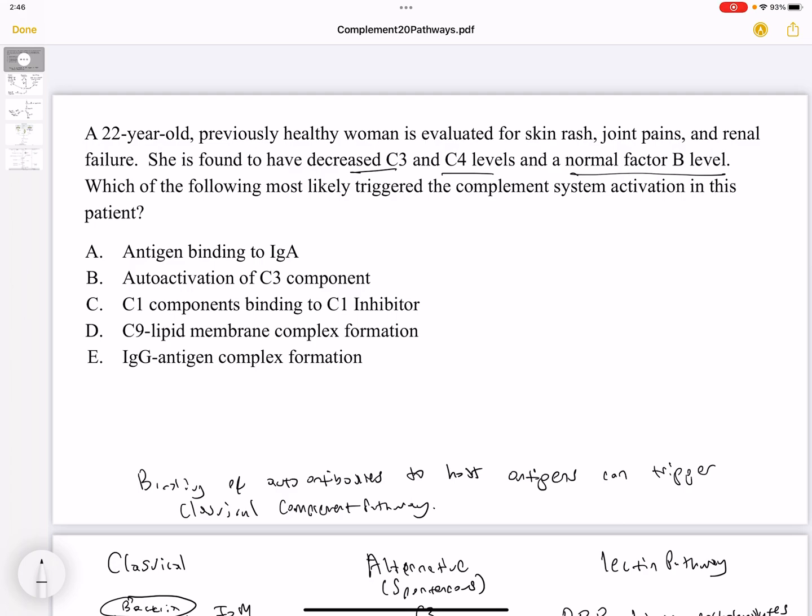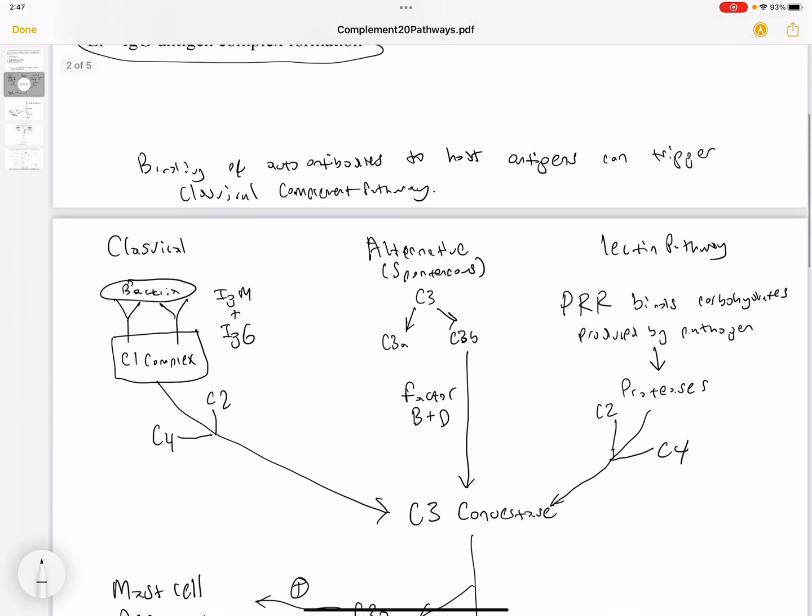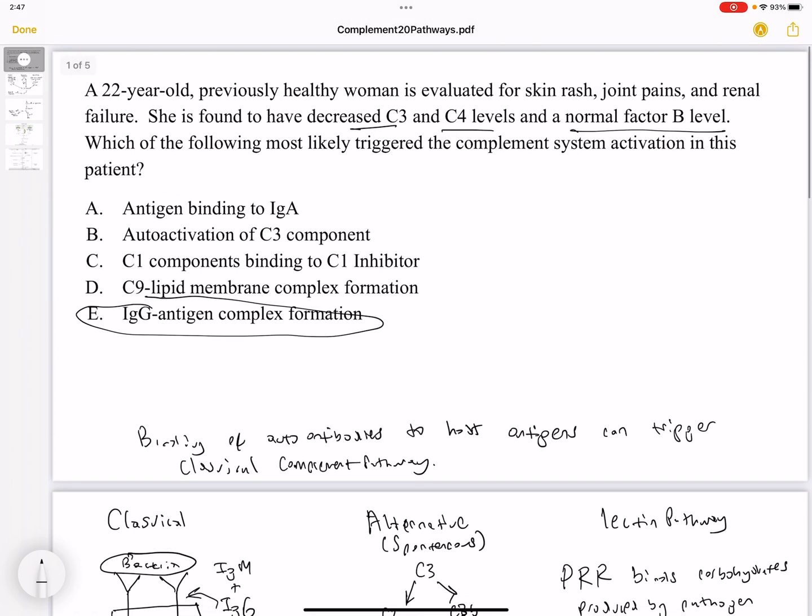If the alternative pathway was triggered, what we would observe is a decrease in C3 levels, normal C4 levels, and a decrease in factor B level. Okay, but this is not what we see. So as a result, we know that the classical complement pathway has been triggered, and the only correct answer choice we see is answer choice E, which is IgG antigen complex formation. As we talked about, IgG is one of the antibodies that is going to interact with the bacteria to form the C1 complex to trigger the activation of the classical complement pathway.